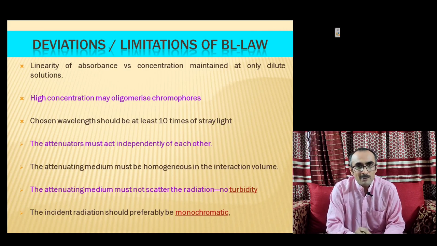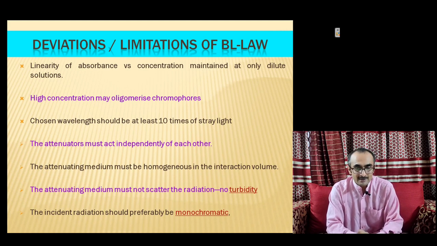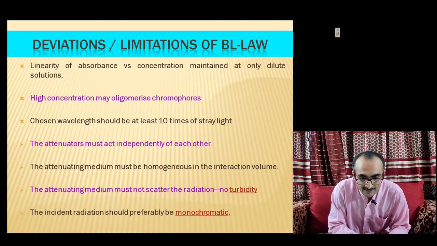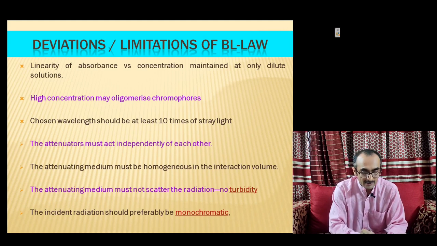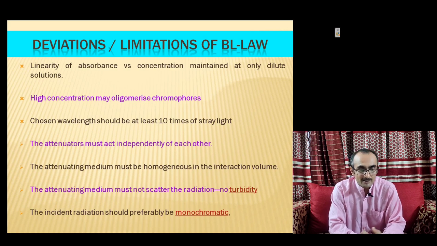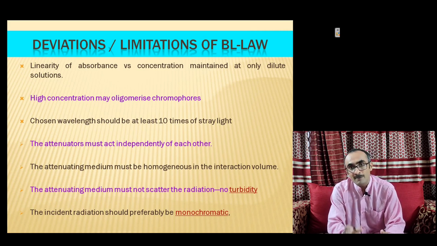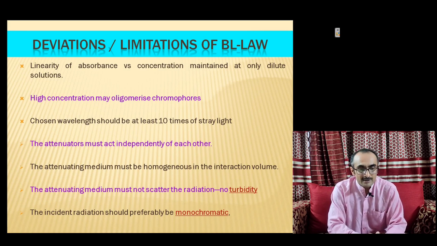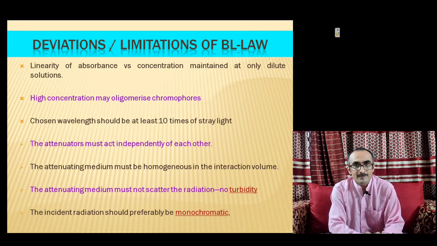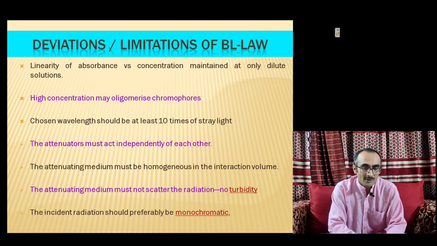Then the wavelength, the lambda max chosen in order to take absorbance, should be 10 times the stray light. That's very important, because stray light is basically background noise. So in order to reduce the background noise, your wavelength should be absorbed 10 times higher than the stray light by that compound. The attenuators must act independently. If in a compound solution there is more than one type of chromophore, they should not absorb at the same wavelength. If there is a heterogeneity of chromophores in the compound, they should be independent of each other, they should absorb differently.